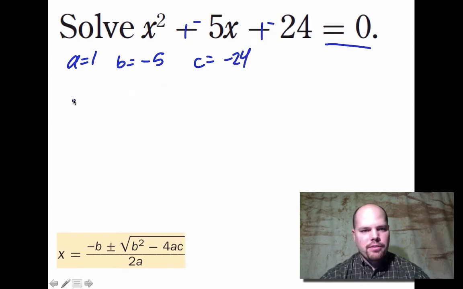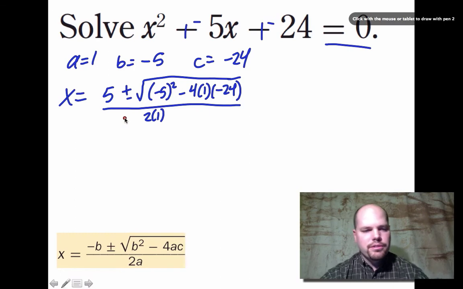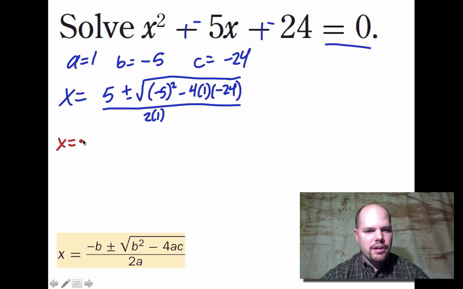Okay, now we have x equals the opposite of b. Now b is already negative 5, so the opposite of that is 5, plus or minus the square root of negative 5 squared minus 4 times 1 times negative 24, all divided by 2a. All right, now we just got to start simplifying this to get our solutions.